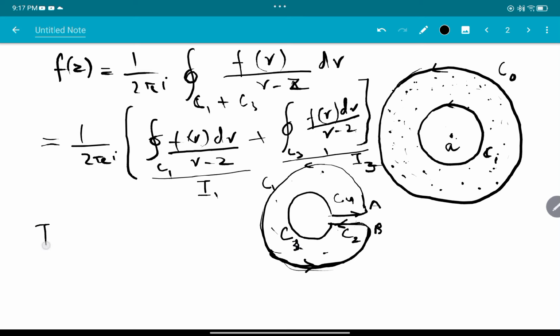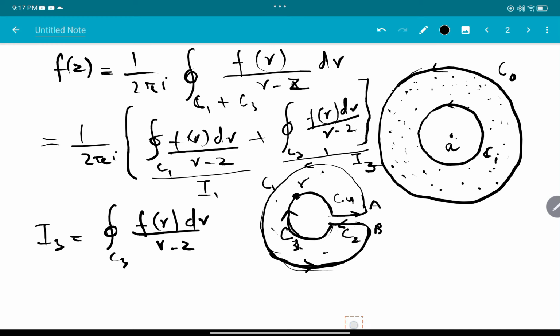So I3 is the integral over C3 of f(gamma) d gamma divided by (gamma minus z). Now we have this part of the curve, which is now the C3 part. Gamma will be here; the point gamma is always a point on the curve. Z, as usual, will be there. Why not here? Because we have not assumed this function to be analytic here. We have assumed this function to be analytic in this region, so we have to take that point Z here.